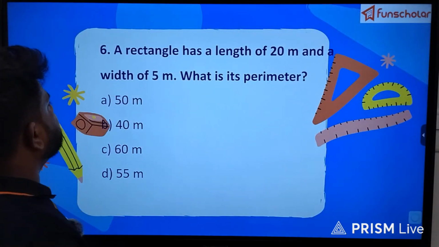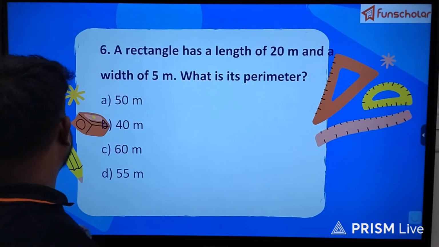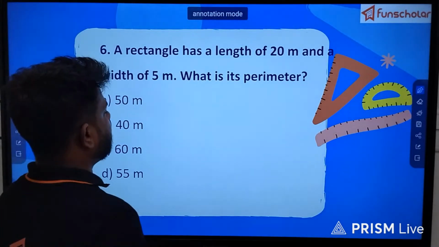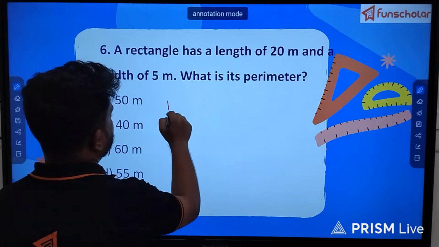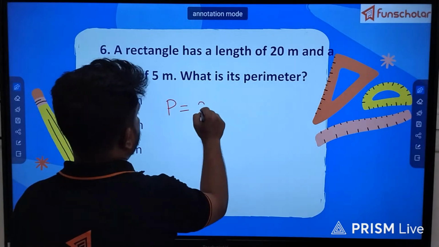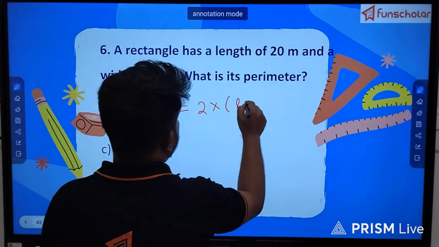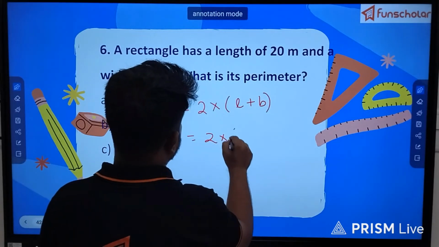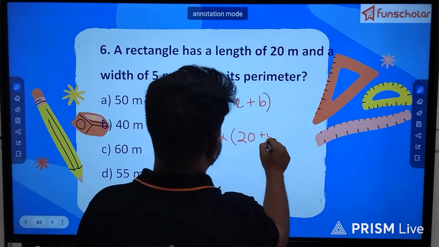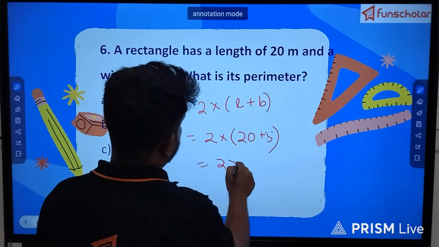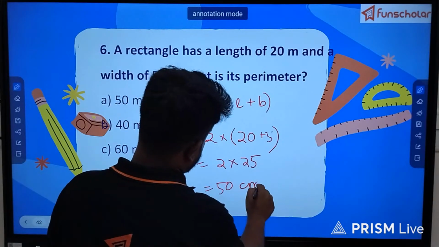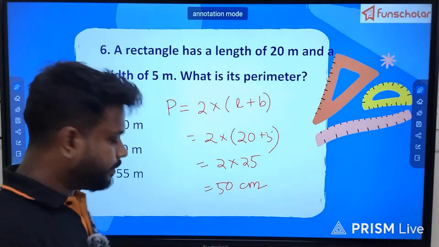The next one is a rectangle that has a length of 20 meter and a width of 5 meter. What is its perimeter? From the formula, the perimeter will be 2 into (length plus breadth). So it will be 2 into (20 plus 5) equals 2 into 25 equals 50 meter. Okay.